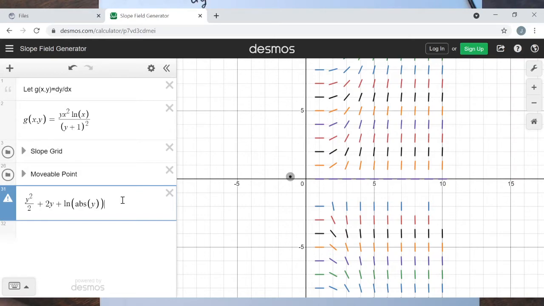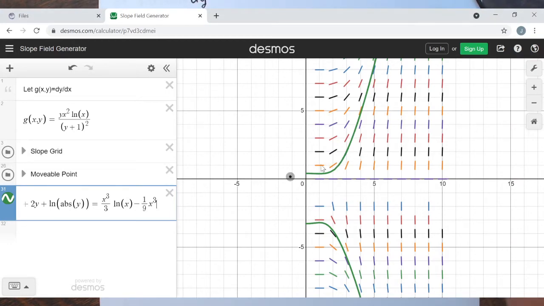y equals x cubed divided by 3 times the natural log of x minus 1/9 x cubed. Alright, and look at this. And then plus some constant.